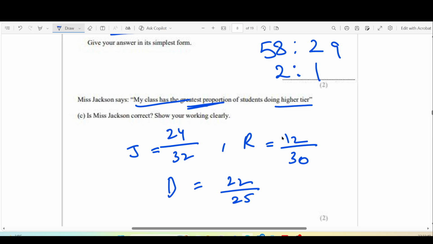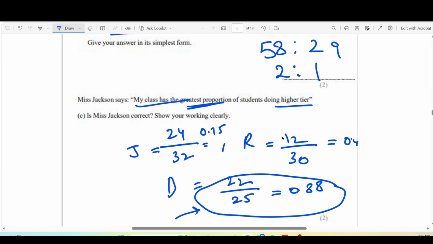If you solve all of them, if we just divide, we will get 0.75, this is 0.4, and this is 0.88. So 0.88 is the highest one. Okay, so she is not correct.